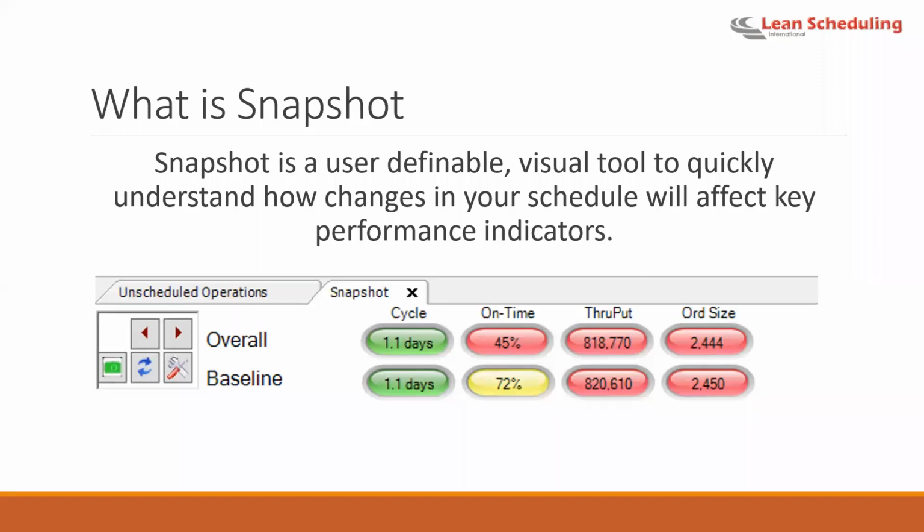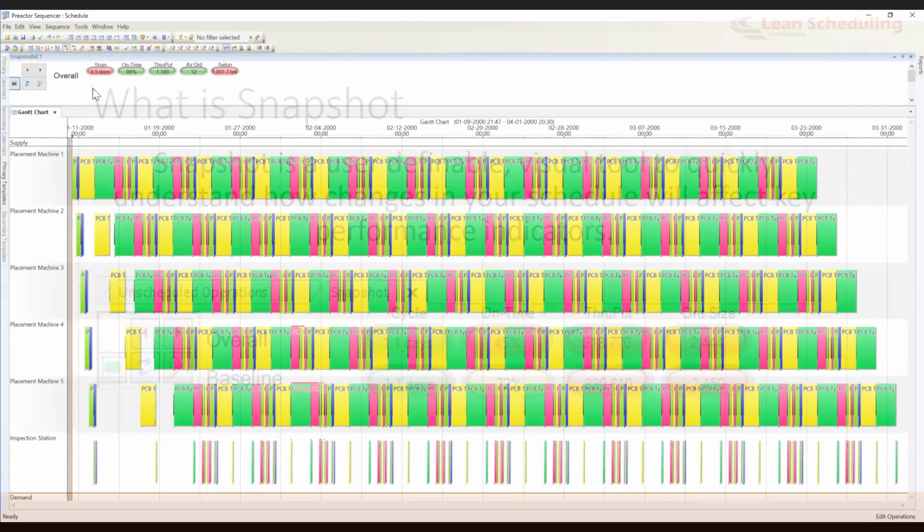Today, let's take a look at Snapshot. Snapshot is a tool developed by Lean Scheduling International that quickly and seamlessly integrates into Preactor AS Ultimate and delivers a simplistic but effective user interface that displays a variety of customizable and configurable key performance indicators, or KPIs.